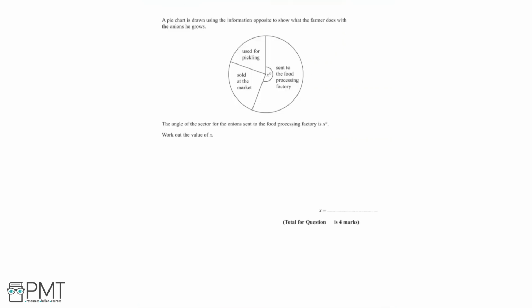Now, a pie chart is drawn using the information in the page above to show what the farmer does with the onions that he grows. The angle of the sector for the onions sent to the food processing factory is x degrees, and we need to work out the value of x.